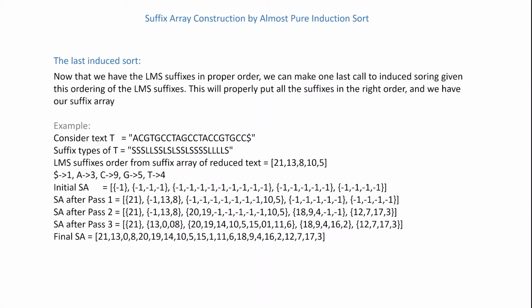Now we repeat the same three steps which we did previously, and then we will get the final suffix array after the three passes. So this is how we can construct a suffix array using the SAIS algorithm. It's the most recent and the most powerful. Now we will have a code walkthrough and conclude the session.